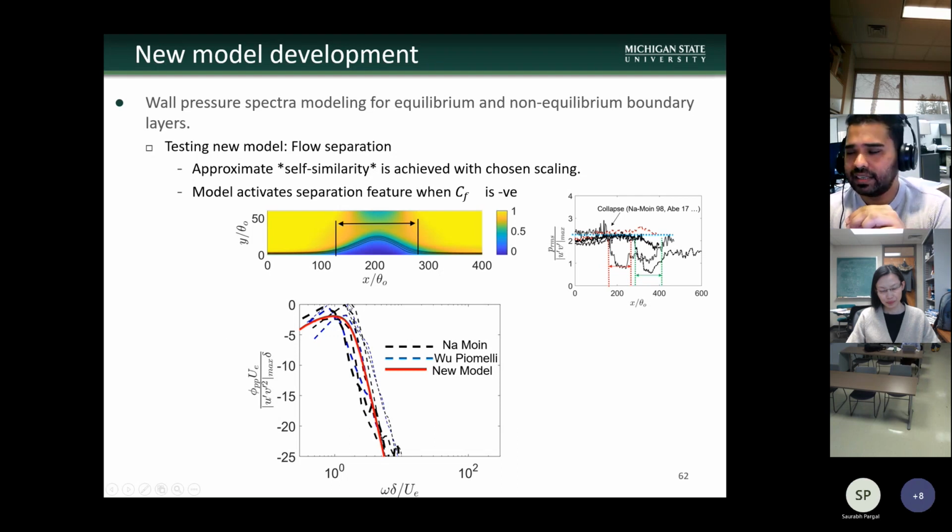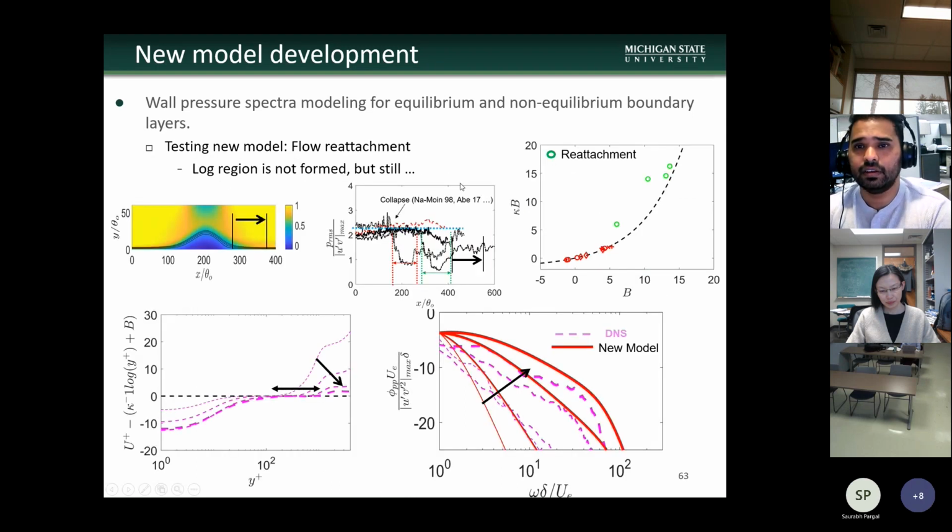So we added this extra feature into the model so that whenever the skin friction goes negative, whenever the flow is separated, the model will give you this variation, which works very nicely for all the cases. And finally, we focused on flow reattachment. Flow reattachment is actually a very complicated non-equilibrium flow scenario.